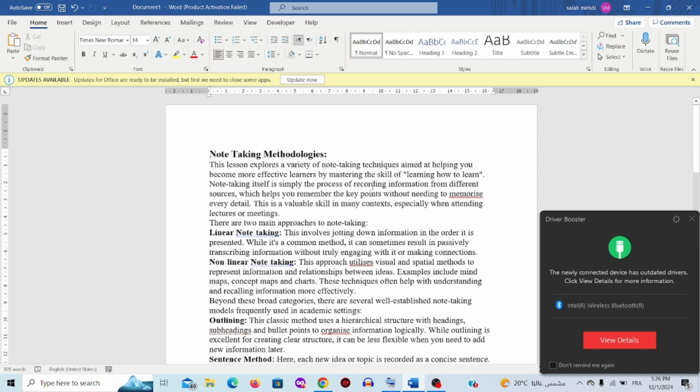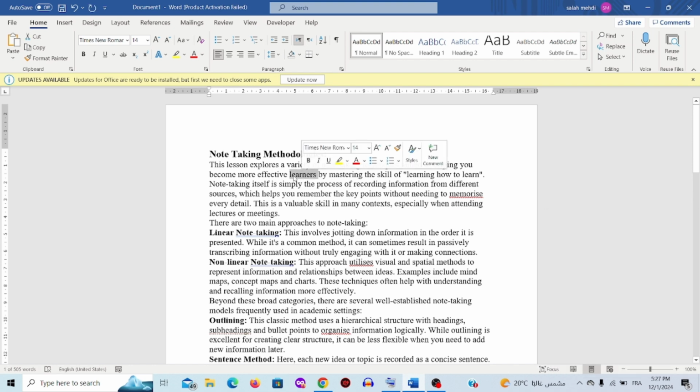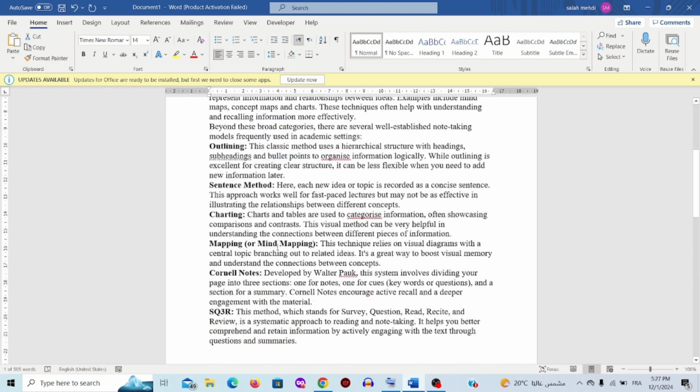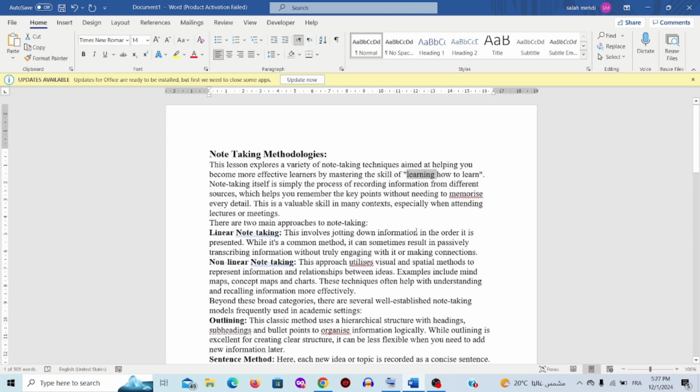They are going to help you become a more effective learner. Why? Because you are going to master the skill of learning how to learn. This is a very important skill. Why? Because a lot of people don't basically know how to learn. A lot of people would attend in the amphitheater and they are not making any notes. They don't know, for example, these techniques. They don't listen actively to the teacher. So this is a very important skill, which is learning how to learn.